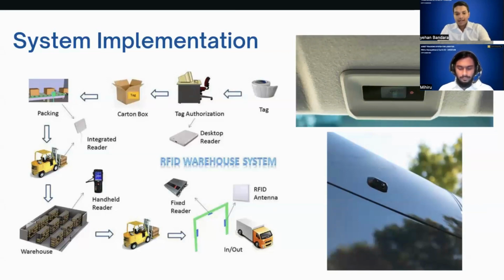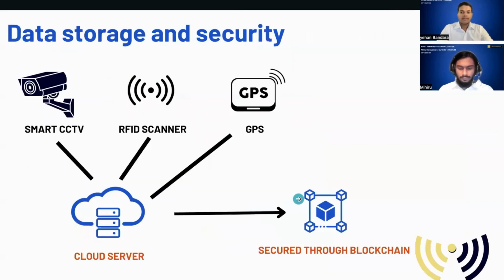So you can see there are 3 blue RFID scanners here, shown in blue, and then there are fixed readers, and there's an RFID antenna for each container as well. So as you place a box inside the lorry container, it automatically sends a signal to our web-based application. So for data storage and security, this is the method we are using.